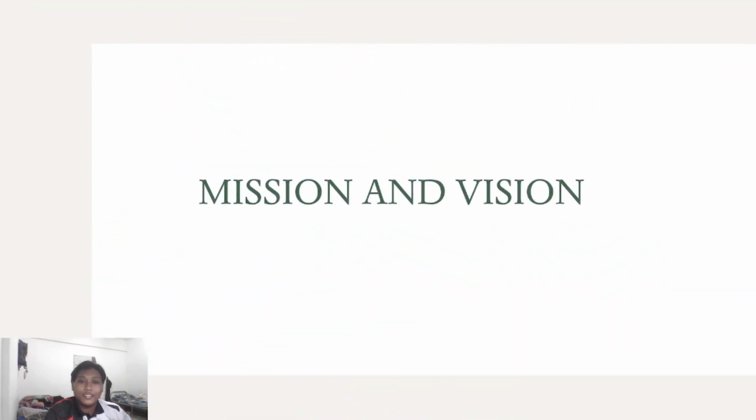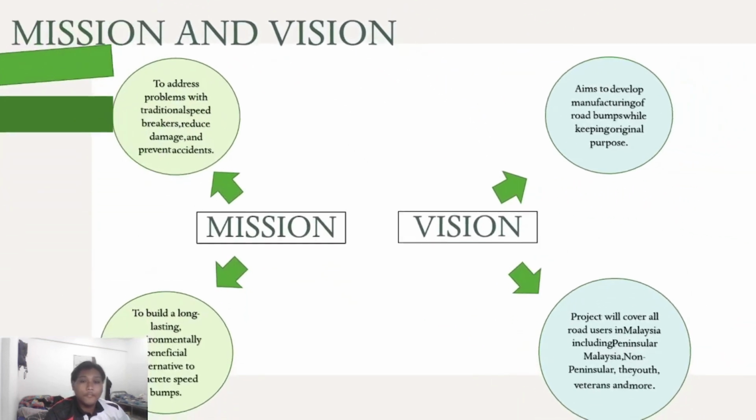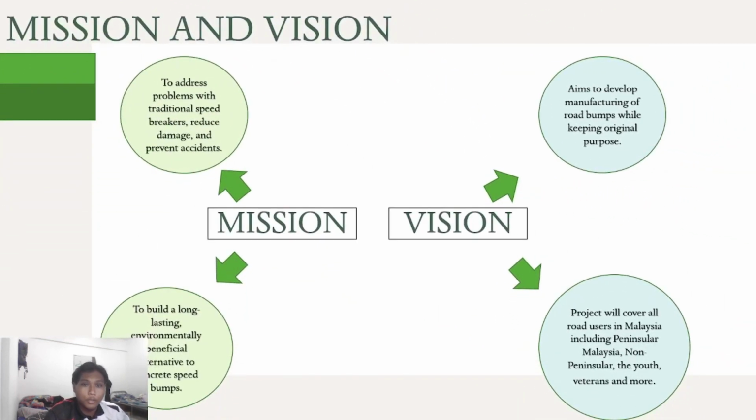Our mission and our vision for this project: the first mission is to address the problems with the traditional speed breaker, reduce damage and prevent accidents. Second, to build a long-lasting, environmentally beneficial alternative to the conventional speed bump. Our vision is to develop manufacturing of the road bump while keeping the original purpose of the road bump. And our long-term vision is that the project will cover all road users in Malaysia, including Peninsular Malaysia, Sabah and Sarawak.